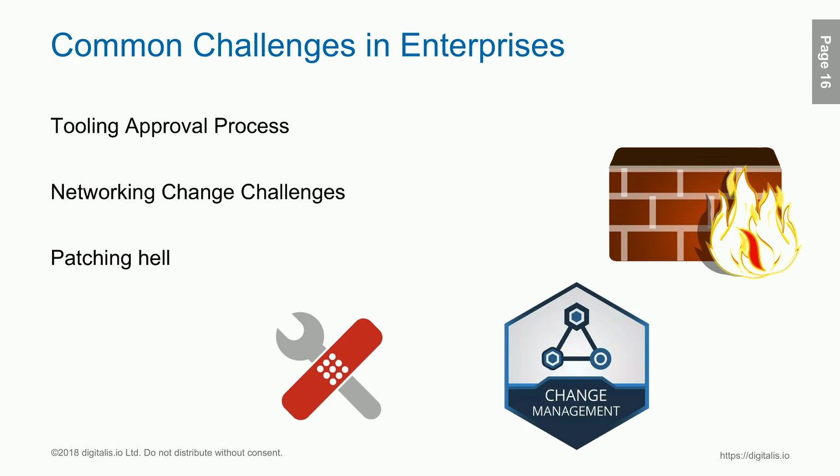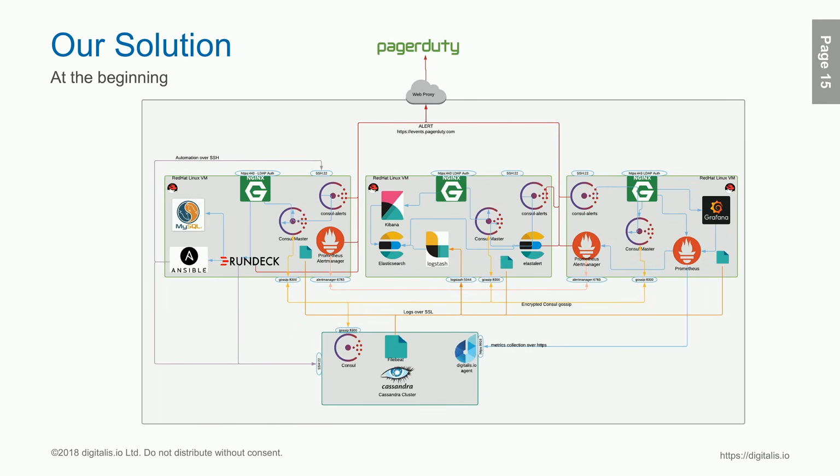Especially in heavily regulated industries like banks and insurance companies, where change is extremely difficult, right? You have to raise the change requests, get them approved, yeah, it takes a lot of effort in trying to make changes in these enterprises, right? Network changes like firewall configurations. So to initially deploy something like this, we have to open up the firewall ports for all of these connections that you can see in the diagram.